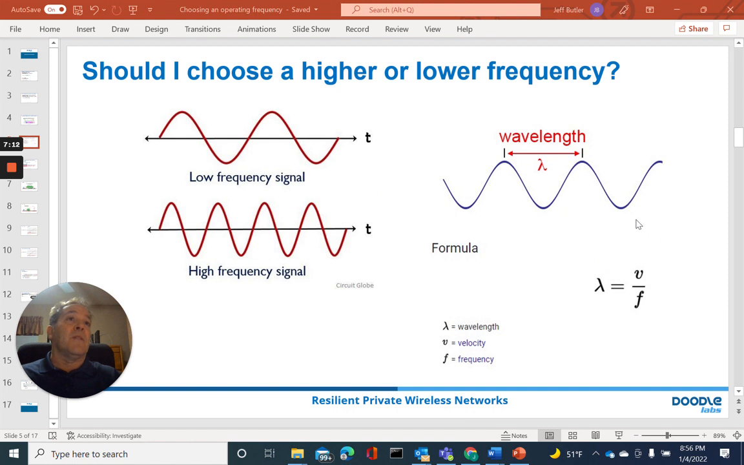Frequency f and wavelength lambda relate to each other by this formula: lambda, the wavelength, is equal to the velocity of the signal, basically the speed of light, divided by the frequency of the signal. So if we look at how these two correlate, the higher the frequency of the signal, the shorter the wavelength, and the lower the frequency, the larger the wavelength. So lower frequency has a larger wavelength than a higher frequency signal. This is important to understand because it tells us a lot about how these waves propagate and what our propagation environment is for our particular requirements.